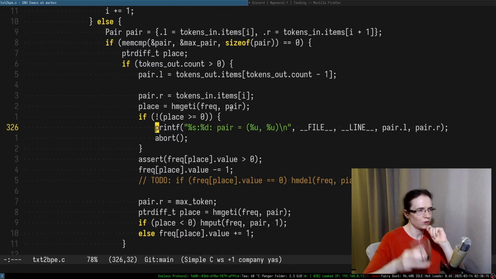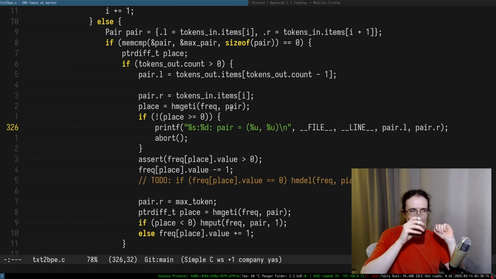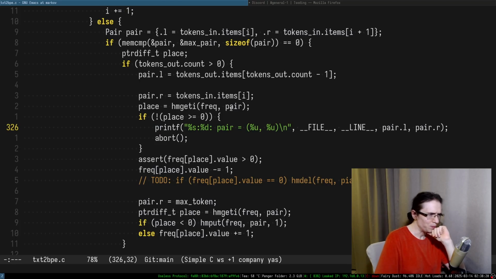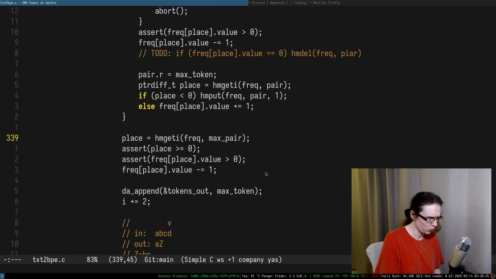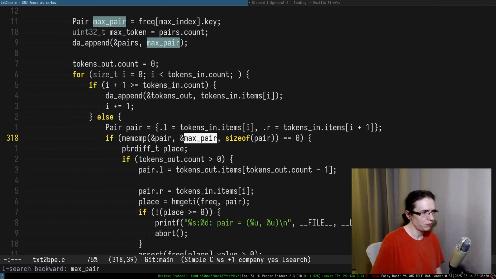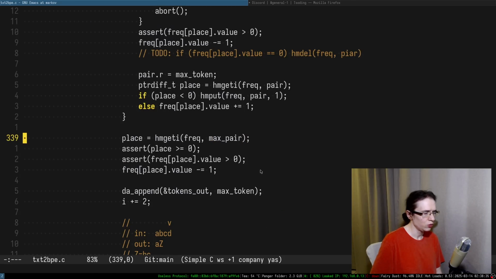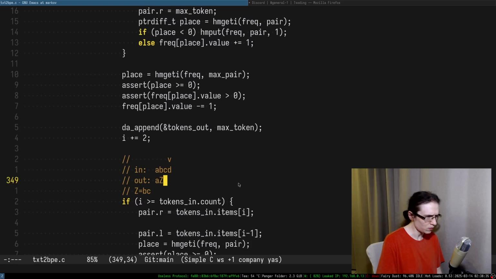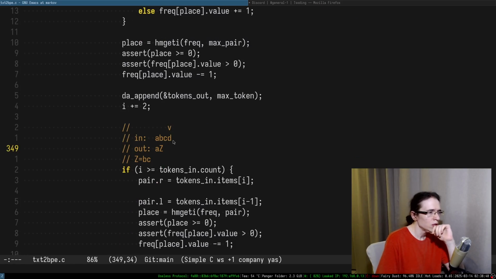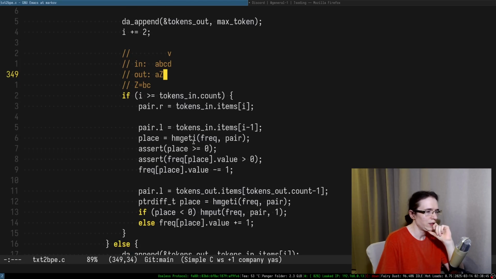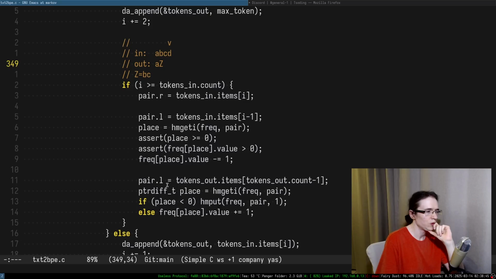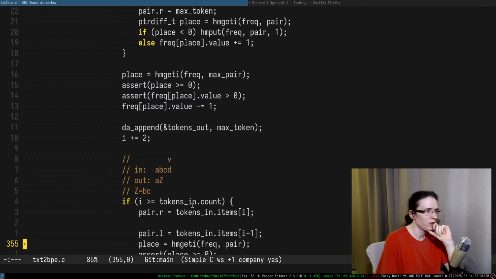Like, what the fuck is going on in here? Maybe something wrong happened in here as well. So this is the max pair. Max pair, and we do not modify it. Yeah, this is exactly what I'm talking about, right? It's just too finicky. It is too goddamn finicky. So this is the last one, and this one we just increment.